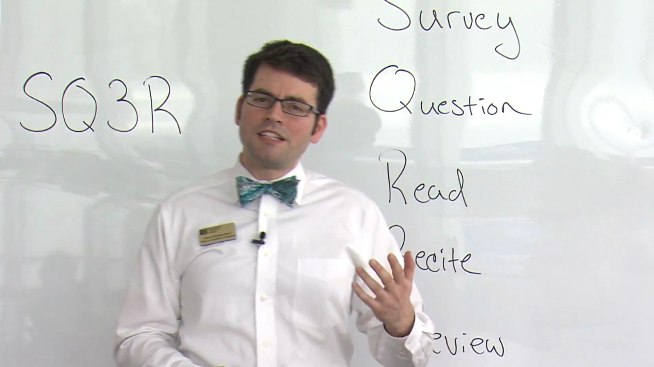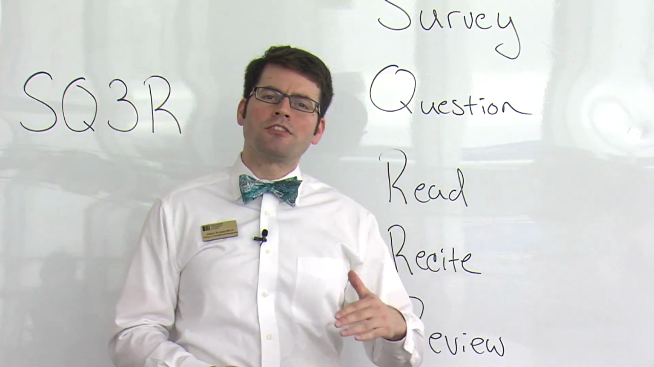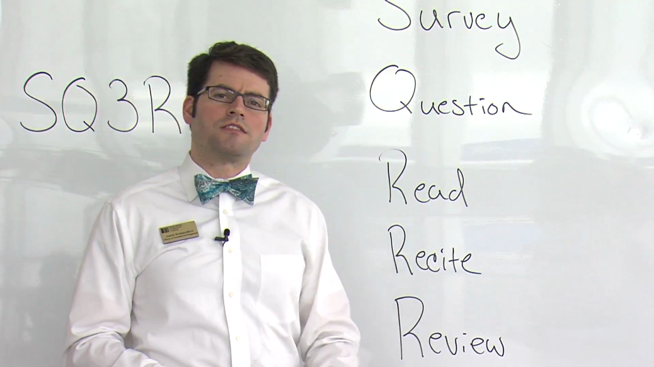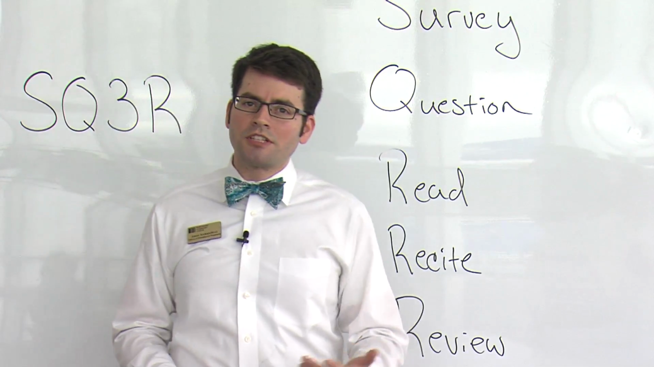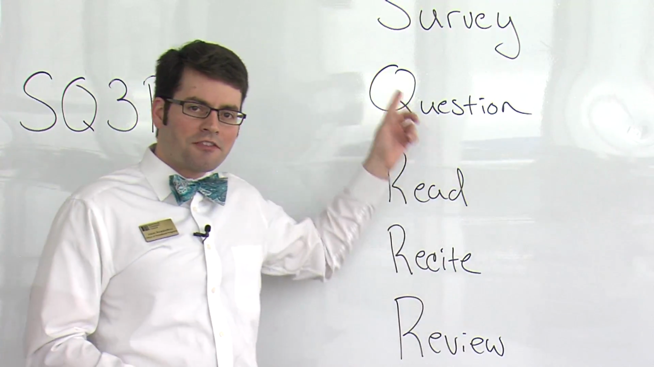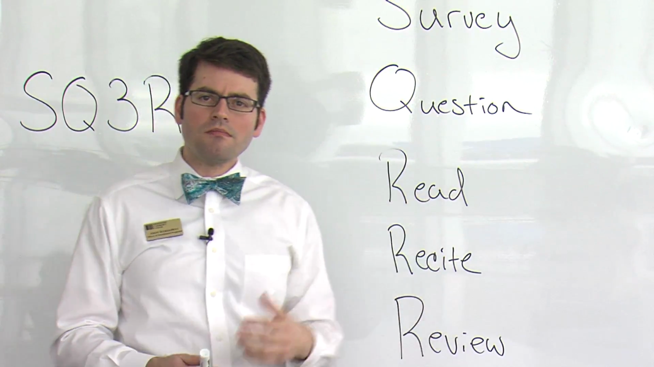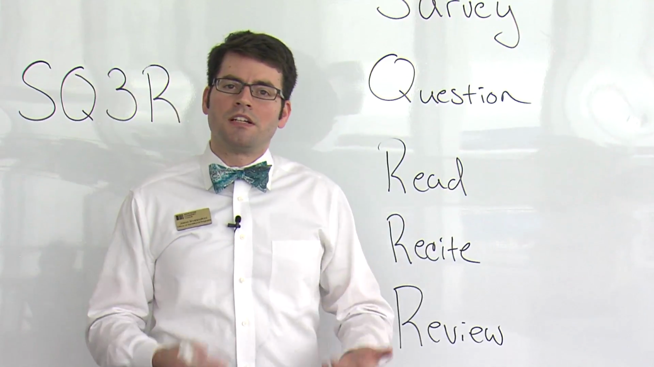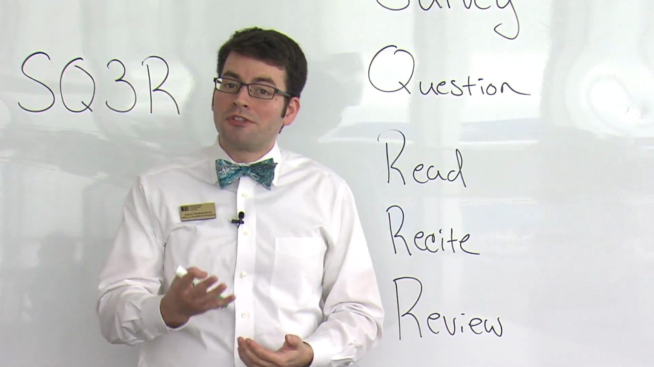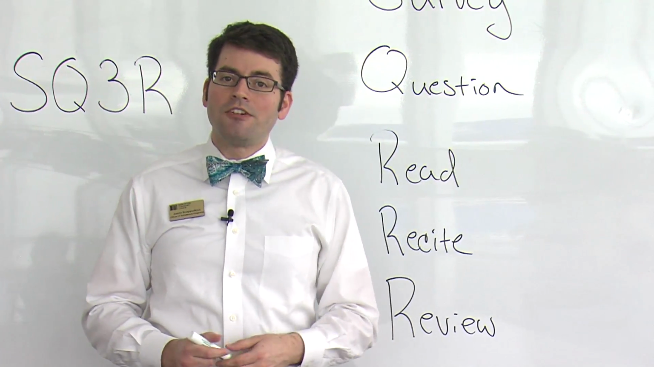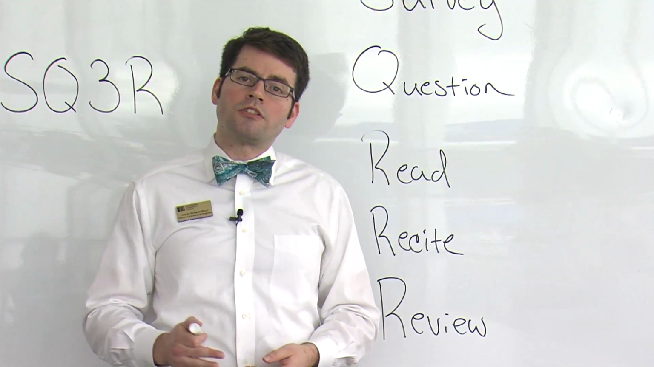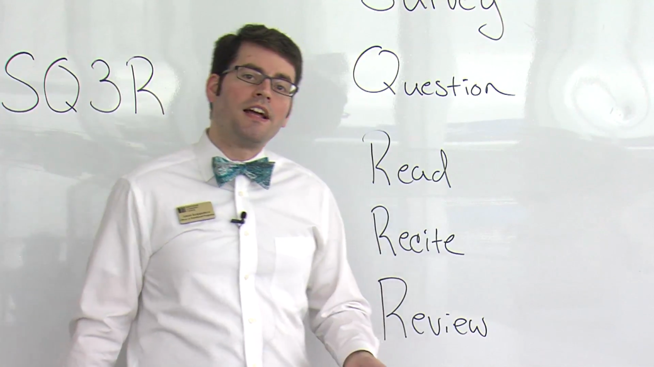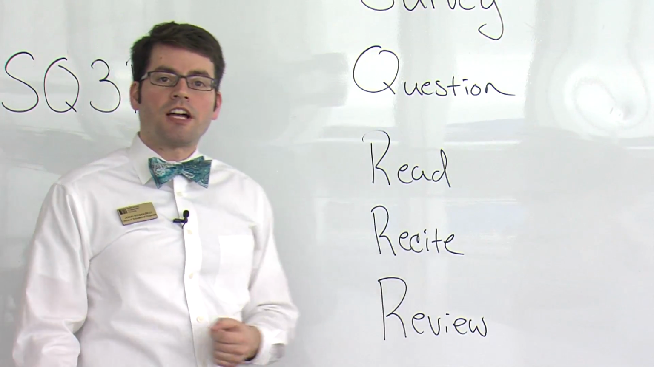So you've completed the S and the Q section, and now you're ready for the first R, and that's reading. This is really important to notice. You're not reading until step 3. So you're going to read the chapter. Sit down in a place that's good for you to read, plenty of light, and read the chapter, keeping those questions in mind. After you're done, recite.